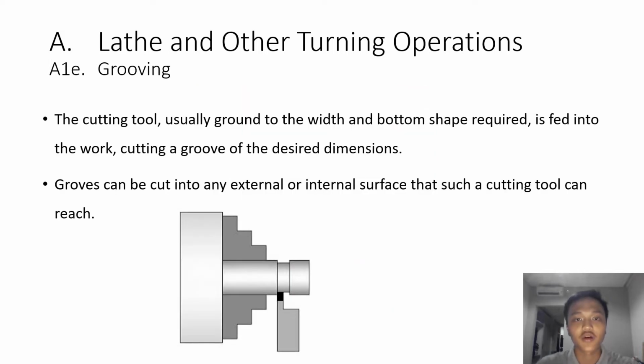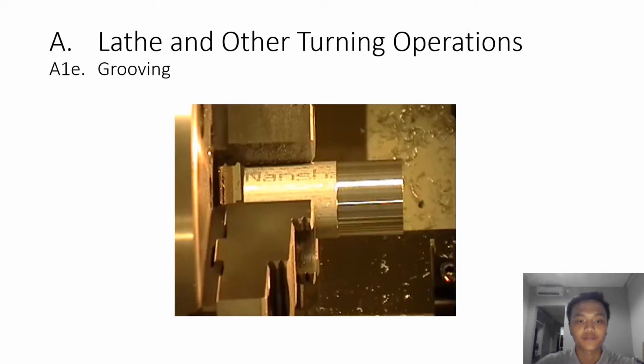The next one is the grooving operation. The cutting tool, usually ground to the width and bottom shape required, is fed into the work, cutting a groove of the desired dimensions. Grooves can be cut into an external or internal surface that such a cutting tool can reach. This is the process of the grooving operation.